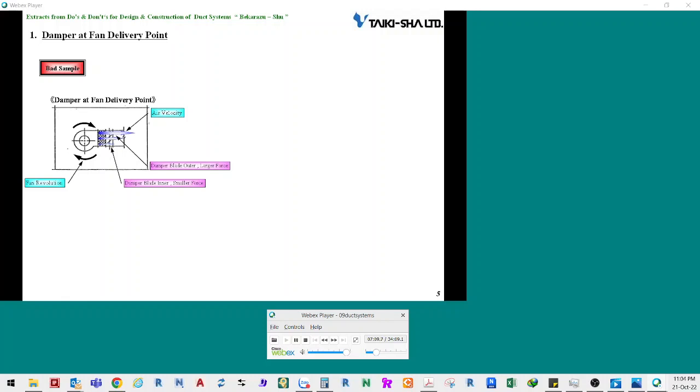Looking at this slide, let's review how to install a damper at the fan outlet. The damper shown on the left side is a bad example.